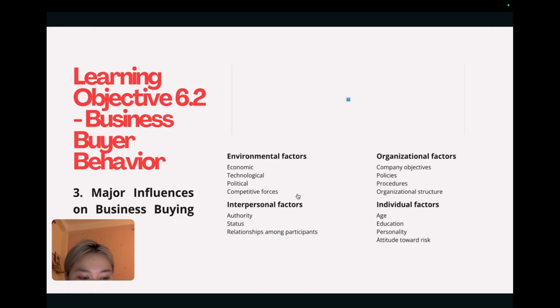Major influences on business buying behavior, or factors. Environmental factors, including economic, technological, political, and competitive forces. Organizational factors, including company objectives, policies, procedures, and organizational structures. Interpersonal factors, including authority, status, and relationships among participants. Individual factors, including personal characteristics such as age, education, personality, and attitude toward risk.